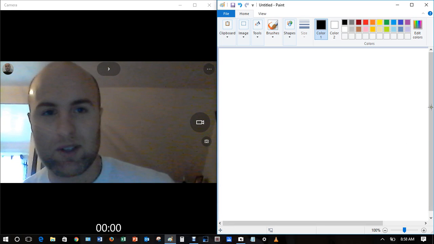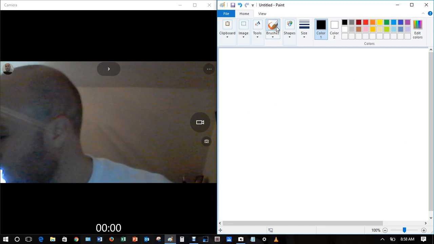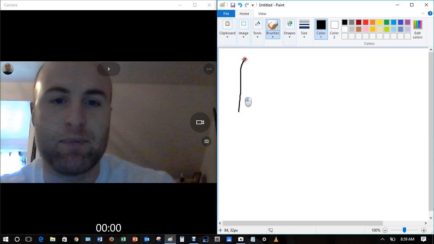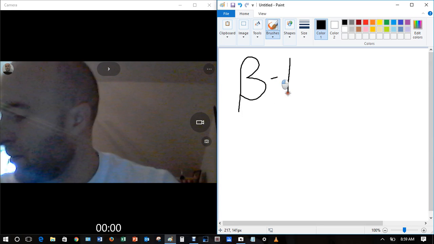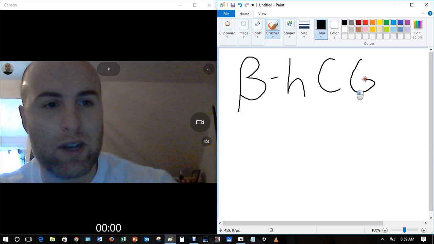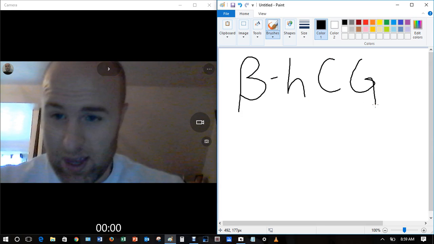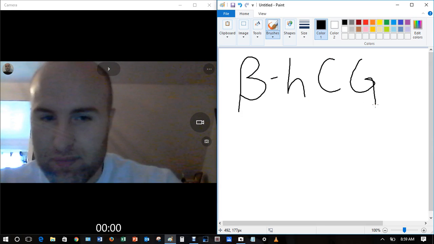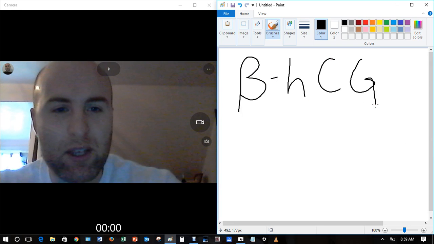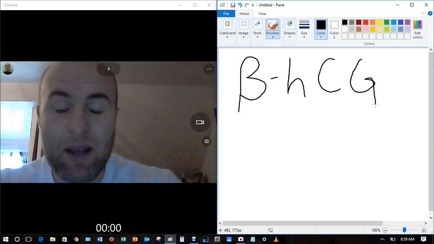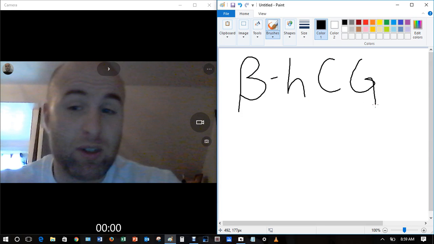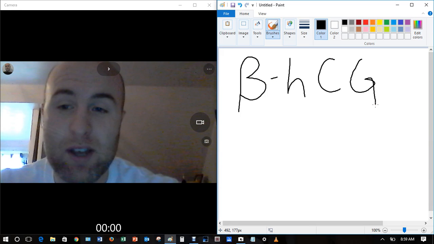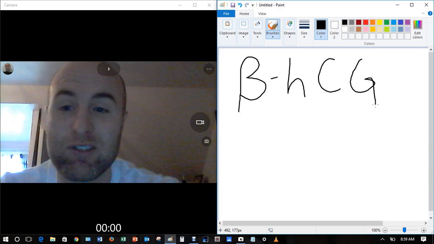Okay, so next, we're going to be talking about beta HCG. Okay, here's that beta symbol. We've got HCG. So this is a little protein that you can measure in the woman's blood, and you can determine what's happening with the baby. Pretty cool. So first of all, if a woman is not pregnant, she should not have any beta HCG in her system.